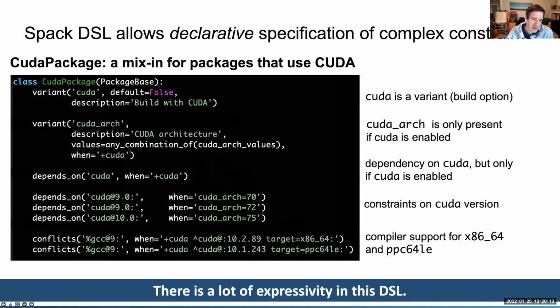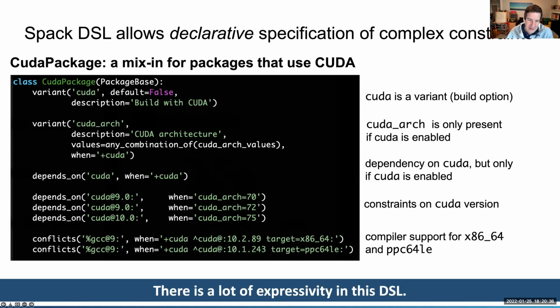So by version, we can say, when I need CUDA Arch 70, I have to have CUDA 9.0 or higher. And when I need 72, I have to have 9.0 or higher. And if I need 75, I need 10 or higher. And likewise, we can put all the constraints that CUDA defines on compilers into the package and have the solver reason about them much better.